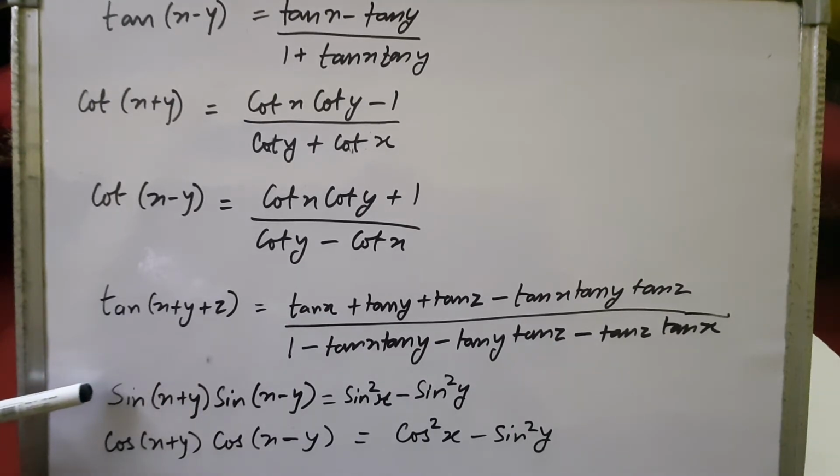If we multiply sin(x+y) into sin(x-y), we'll get the result sin²x minus sin²y. And if we multiply cos(x+y) into cos(x-y), we'll get the result cos²x minus sin²y. Right, children? Please note down the formulas.